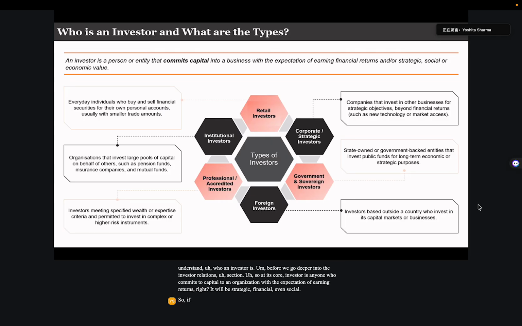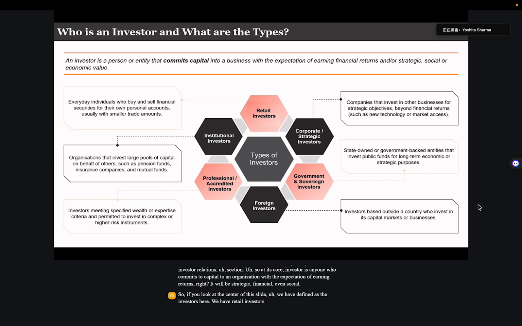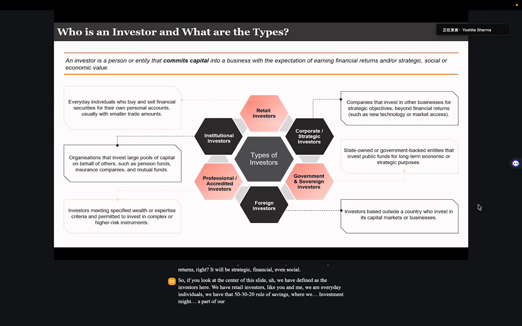If you look at the center of the slide, we have defined the investors here. We have retail investors like you and me. We are everyday individuals. We have that 50, 30, 20 rule of savings where we invest a part of our savings into, say, shares, mutual funds, etc.